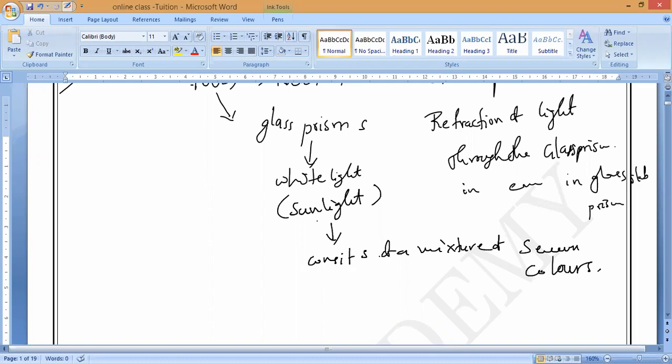By saying that white light is a mixture of 7 colors, what do you mean by that? Can anybody say? White light is a mixture of how many colors? A combination of 7 colors. So Newton found that if a beam of white light is passed through a triangular glass prism, then the white light splits to form a band of 7 colors on a white screen. That is what we call dispersion of light.